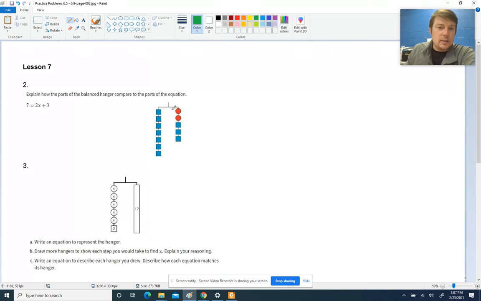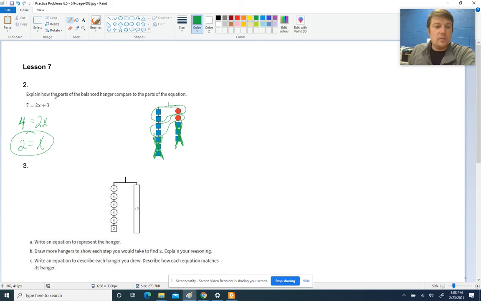So a way to get this isolated, where we're just focused on the circles, is to take away 3 from each side. And by doing this, it's going to stay level. It's going to stay balanced. And if the 3 disappears on the right, you're left with 2x. And you take away 3 from 7, you have 4 left over. So 2 circles are equivalent to the weight of 4 squares. That means that every circle has a weight of 2 of the squares. So every x is worth 2 when you solve those. So that's one way to think about that.